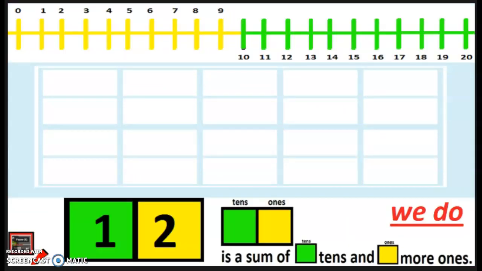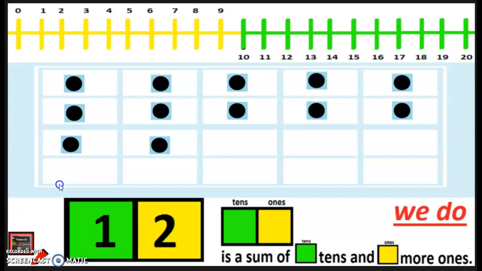Hey class, some more reading practice. At the top I have my number line. What I want us to look at is that numeral 12. Pause this video and I want you to do 2 things. Complete the make 20 chart with the numeral 12 represented, and at the bottom tell me how many ones and how many tens this number is a sum of. When you have those 2 things done, unpause the video.